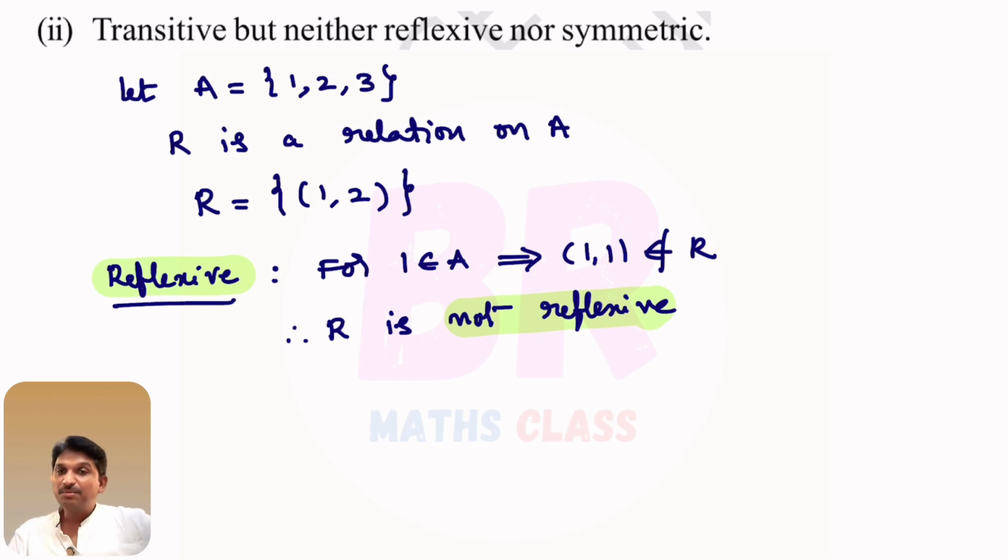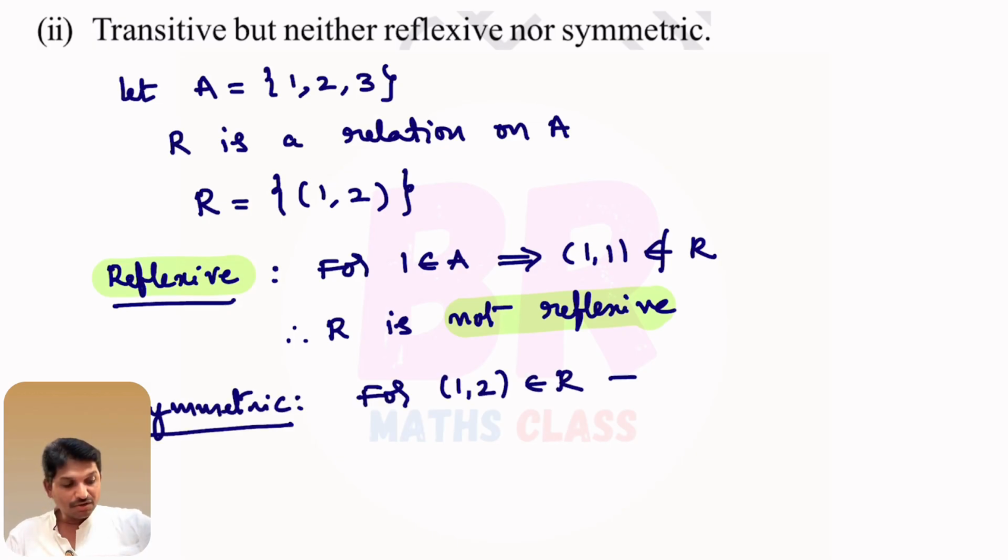Clear? Okay. Symmetric, you see the ordered pair 1 comma 2 is there, 2 comma 1 does not belong to the relation. That's why this relation is not symmetric. For the ordered pair 1 comma 2 belongs to R, the ordered pair 2 comma 1 does not belong to the relation. Therefore, R is not symmetric.